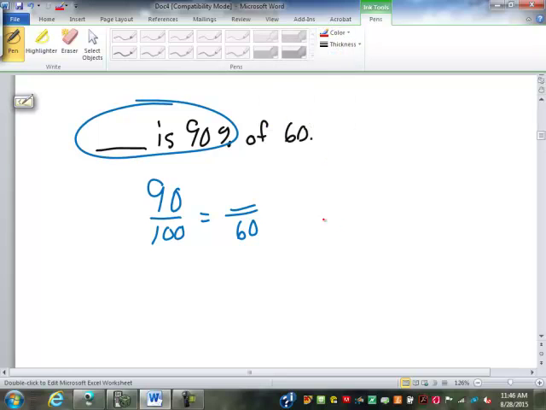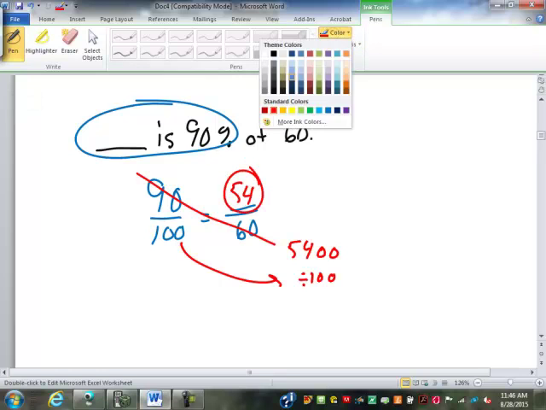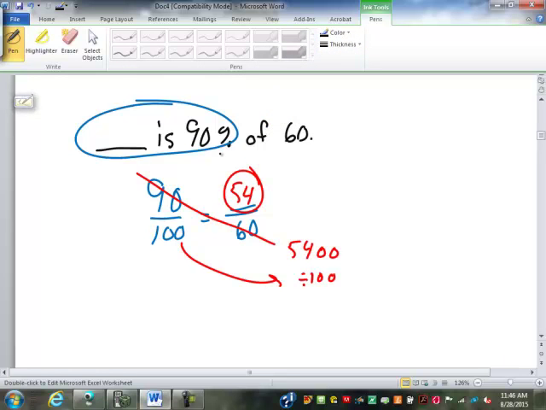Now we're still going to cross multiply and divide. We're just going to be going in a different direction. 90 times 60 is 5,400. Divided by 100 is 54. So 54 is 90% of 60.